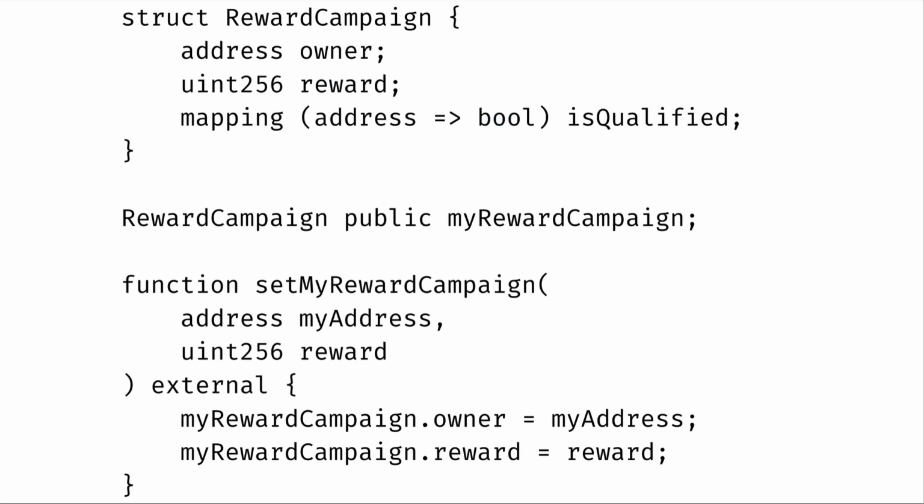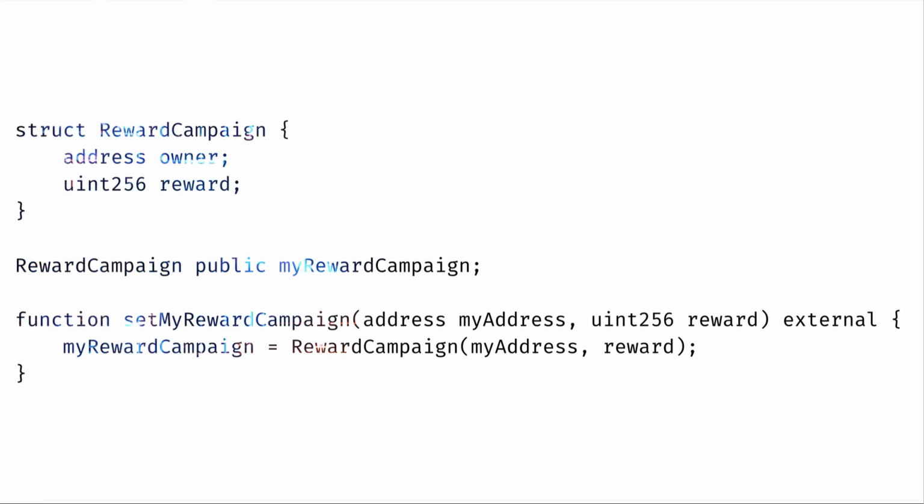And if we want to set values, we can just say my reward campaign dot attribute name equals value. So here my reward campaign dot owner equals my address, and my reward campaign dot reward equals reward.